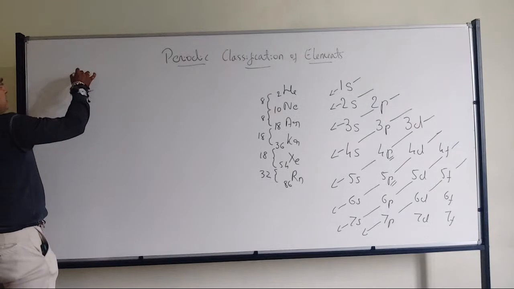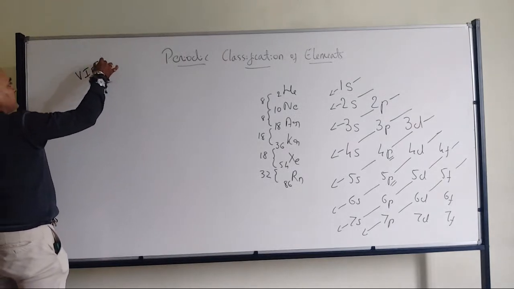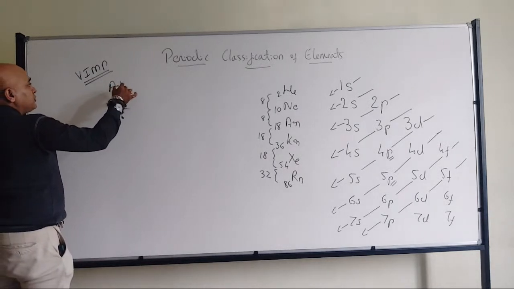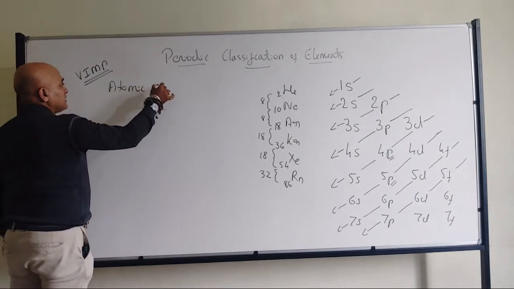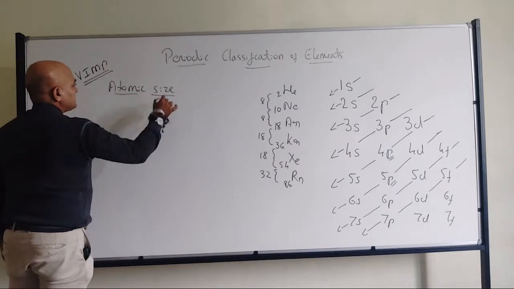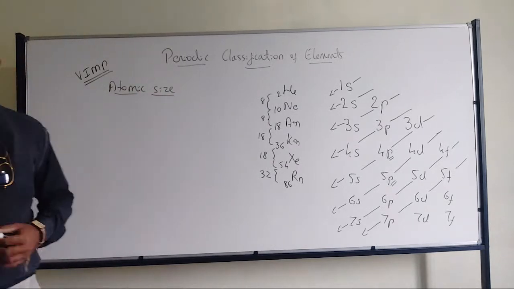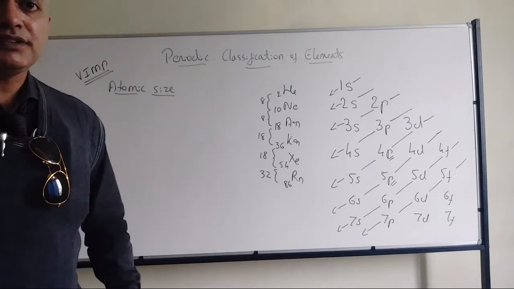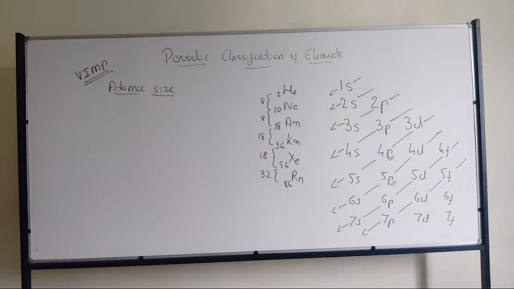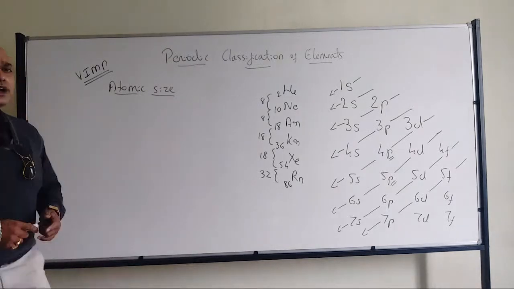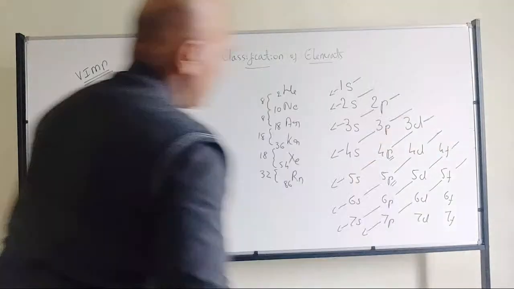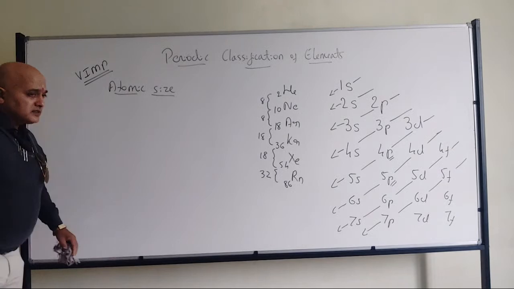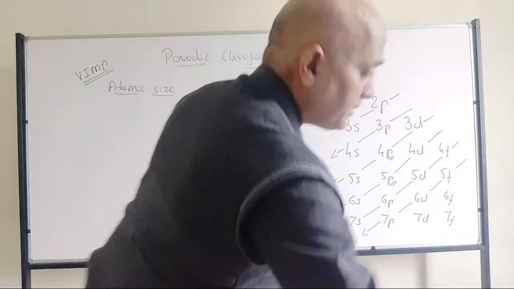Whatever I will be talking now will be very important. That is with respect to the atomic size. Distribution of elements in the periodic table with respect to atomic size. How the elements are distributed with respect to their atomic size. For that you should know one particular diagram.